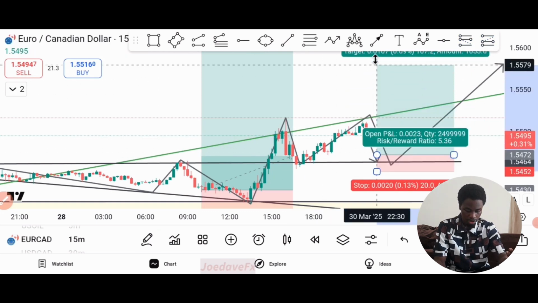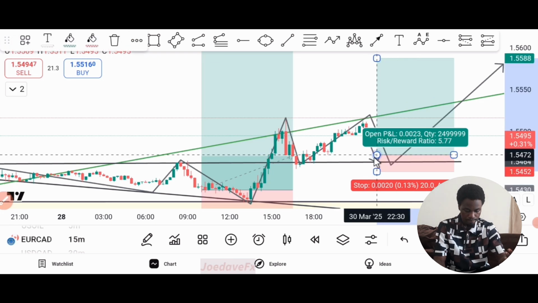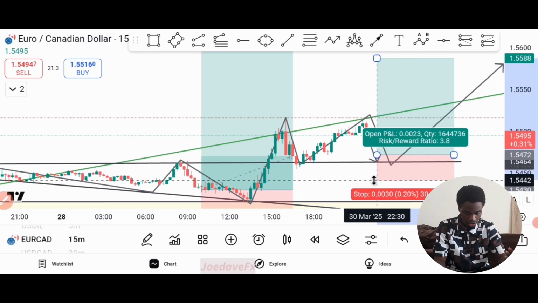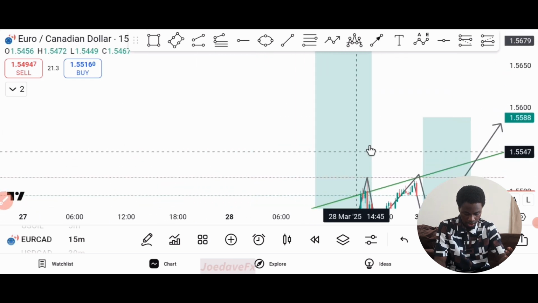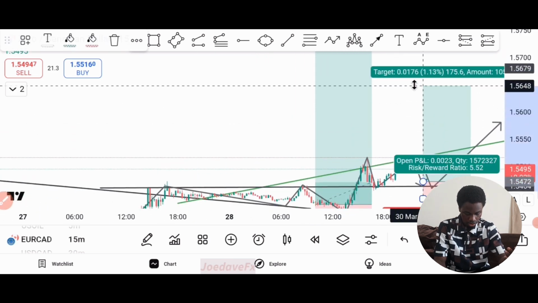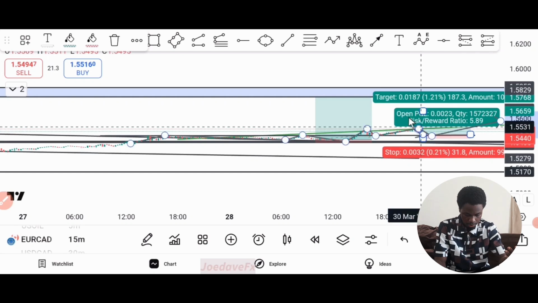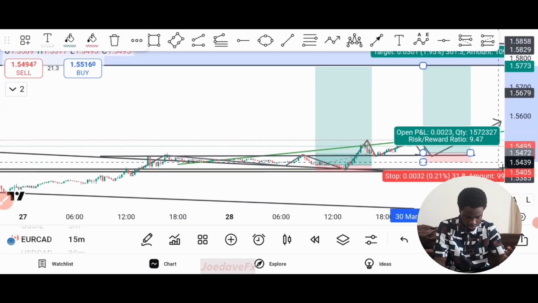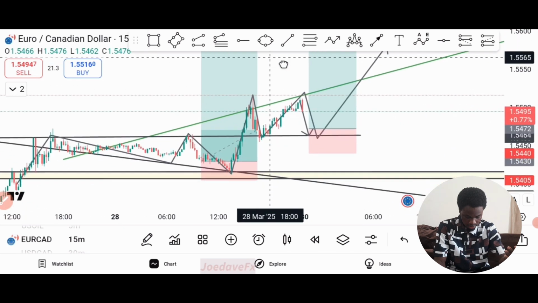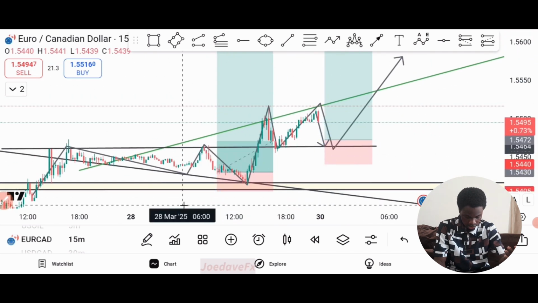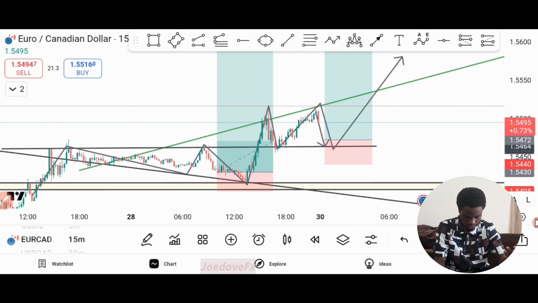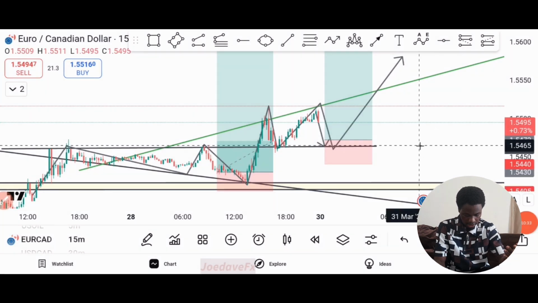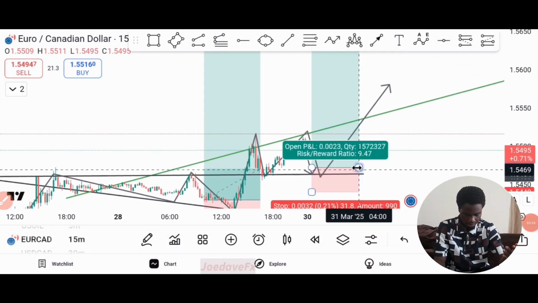So have a nice entry here, then all the way there, and stop loss come down here a little bit. Then same target, you can go for any which way you want till we get to this blue zone here, because I know price is just coming down back there. So you can see that's the target on that trade.